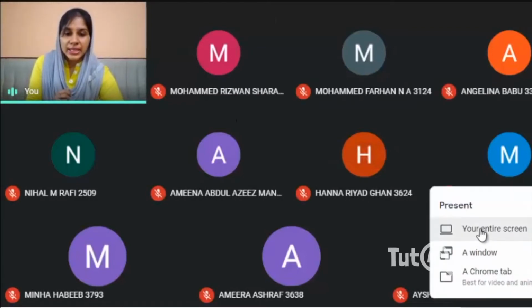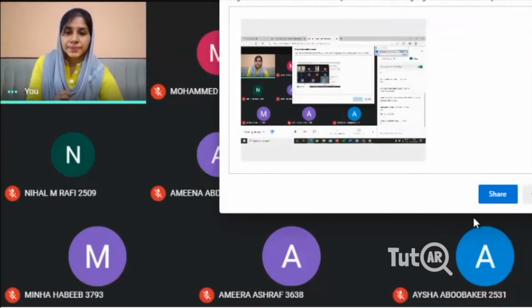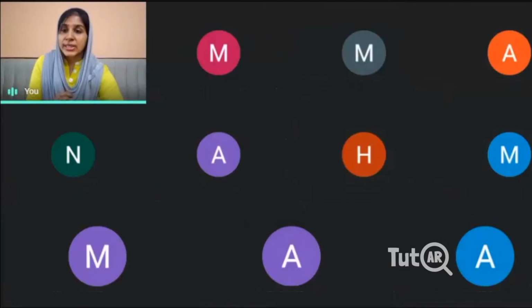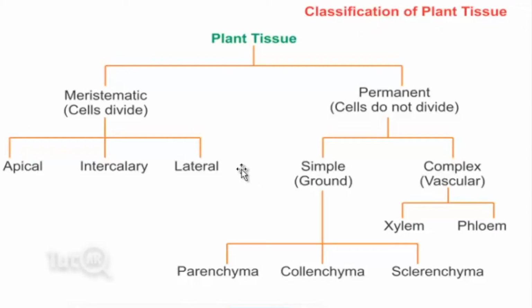Our meristematic tissues, depending on the position, there are three types, that is apical meristem, intercalary meristem, lateral meristem. There are three meristematic tissues. Once again, we have apical meristem, intercalary meristem, and lateral meristem.